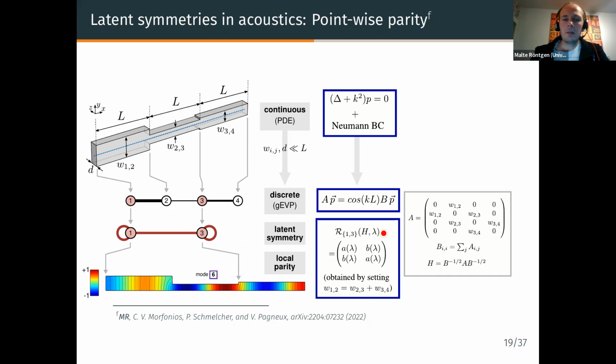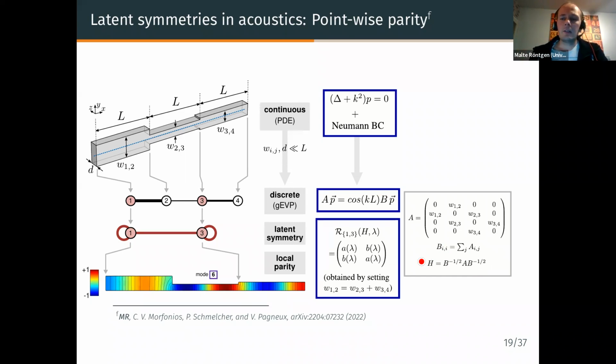And then if you are familiar with generalized eigenvalue problems, you can do this nice transformation shown down here. Because your matrix B is positive definite, this guy here always exists. And then you will get a real symmetric matrix, a Hamiltonian, and you will get to a normal matrix eigenvalue problem, which I didn't write down here. Now, if we have a normal matrix eigenvalue problem, this is our starting point, because now we can look for latent symmetries.